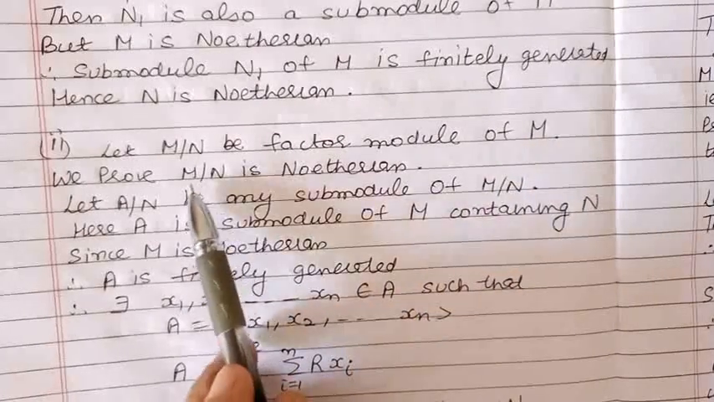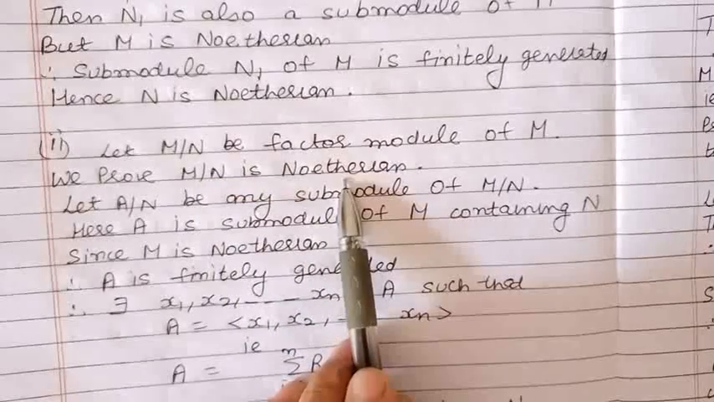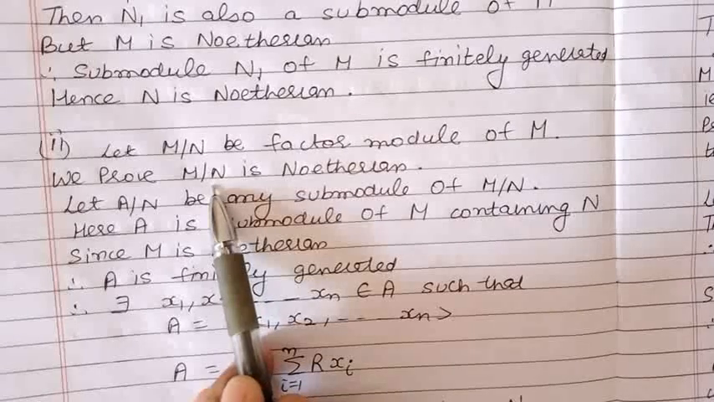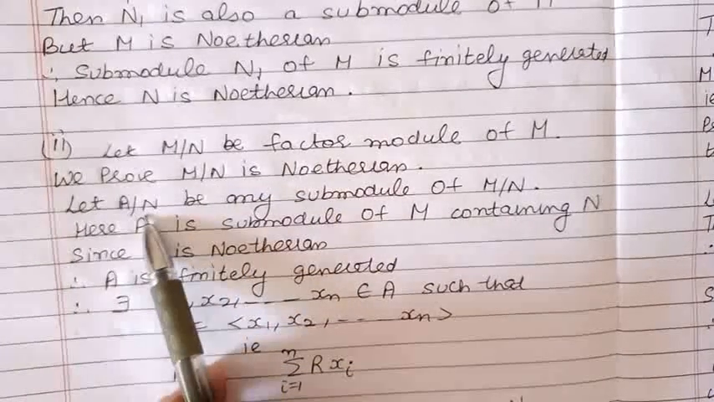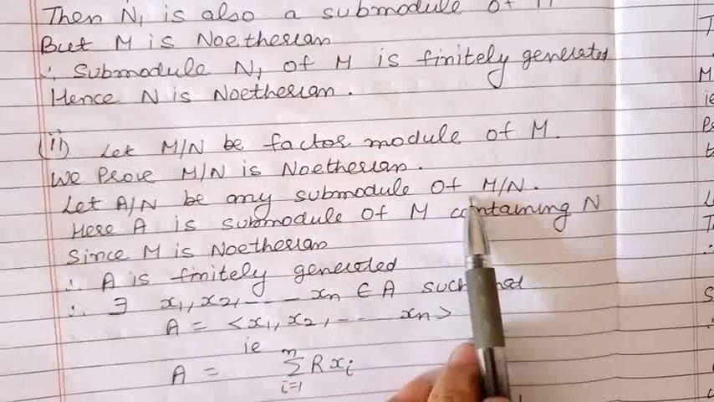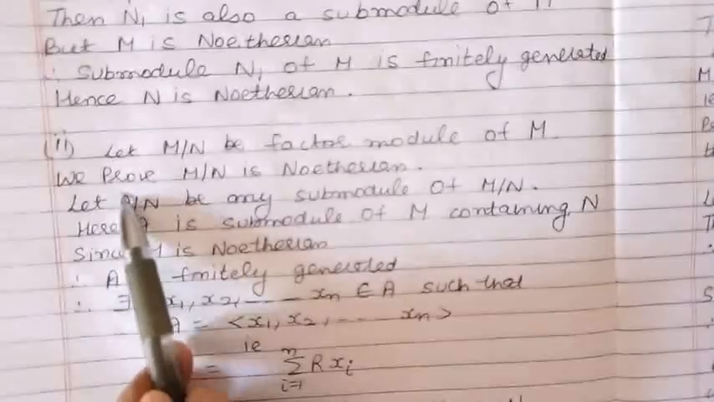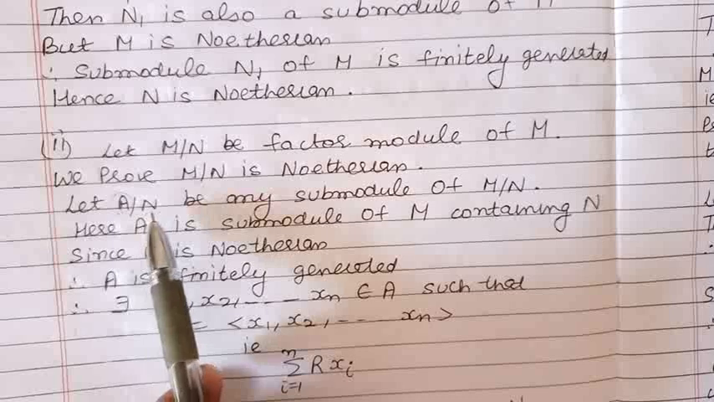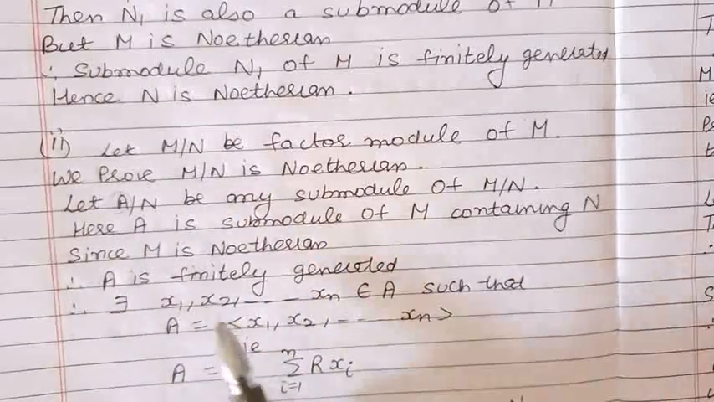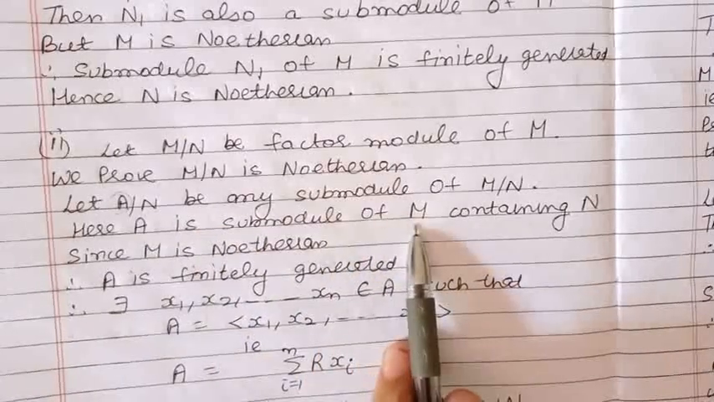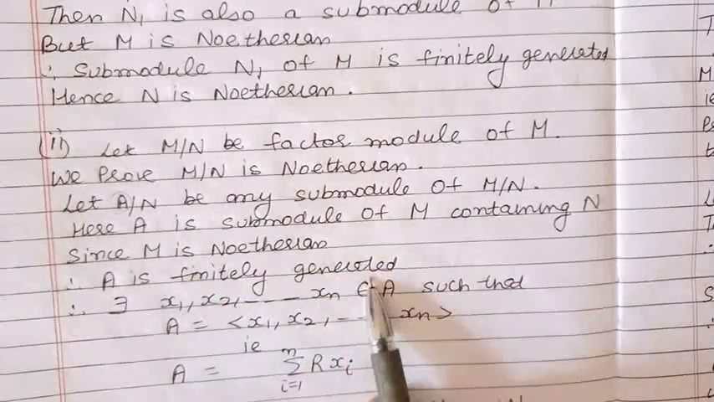Now we have to prove that this factor module M by N is noetherian. It means we have to prove that every submodule of the factor module M by N is finitely generated. So let us take A by N as any submodule of the factor module M by N. Now here this A is a submodule of M containing N. Now M is given to be noetherian and therefore every submodule of M is finitely generated. Now here A is a submodule of M and therefore A will be finitely generated.